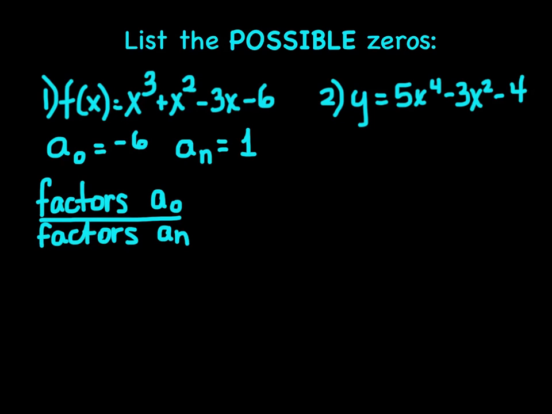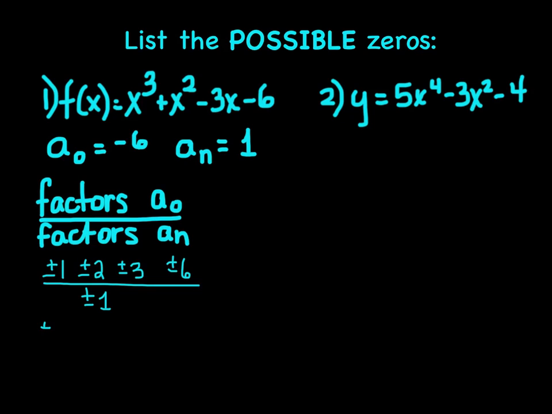Okay, so what does this look like? All right, so the factors of a sub 0. I can get 6 by multiplying positive 1 times negative 6, but I can also get it by multiplying negative 1 times positive 6. I can multiply positive 2 times negative 3, but I also could do negative 2 and positive 3. Those are all the factors of 6. For 1, I can multiply 1 times 1 or negative 1 times negative 1. Okay, now I need to list all the possible combinations here.